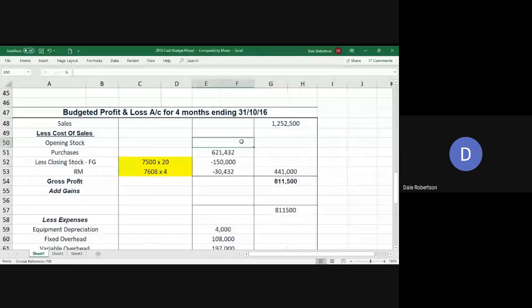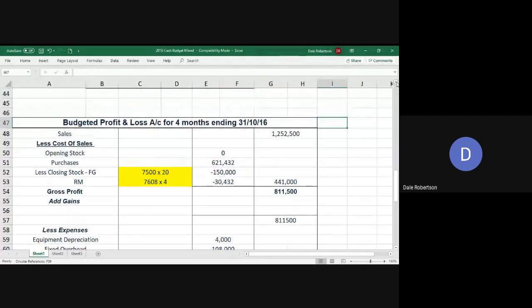Our opening stock is 0 because we do not have any opening stock. It's a new company. This purchases is the answer to part B of the question. So I'm just going to bring it back up here. I had that highlighted in green. Do you see this part B here?